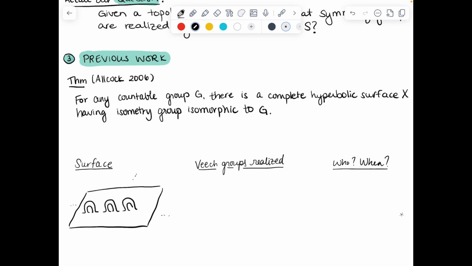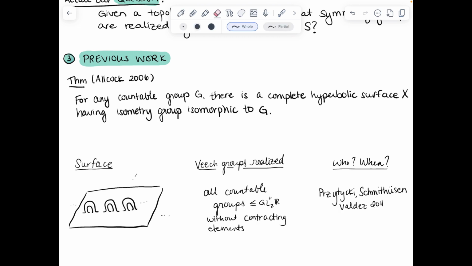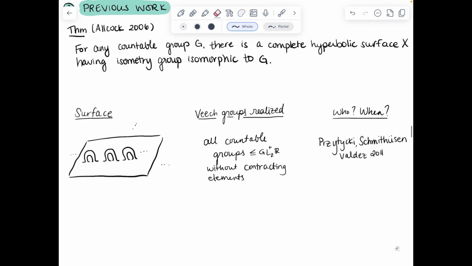For the surface of infinite genus with one end, otherwise known as the Loch Ness Monster, because when you look at it like this, each handle looks like a different part of the monster's body, all countable subgroups of GL2R that do not contain contracting elements can be realized as Veech groups. Contracting elements are matrices that, when you multiply them with themselves again and again, approach the zero matrix. This was shown by Przytycki, Schmithüsen, and Valdez in 2011.